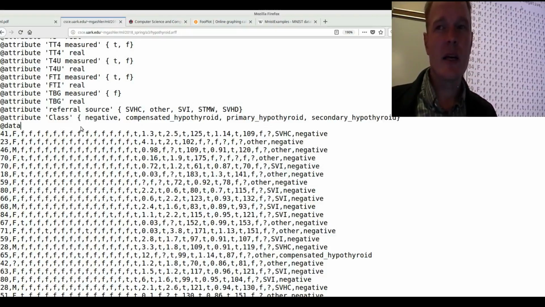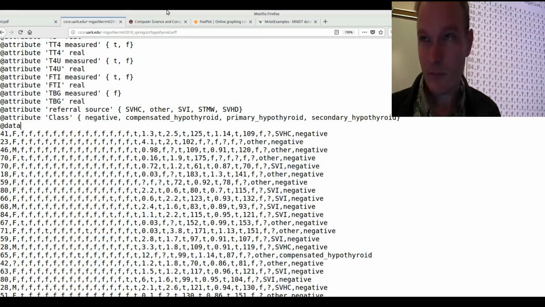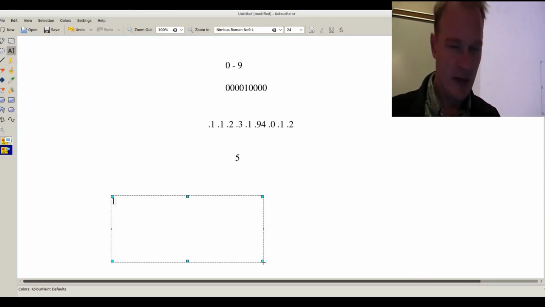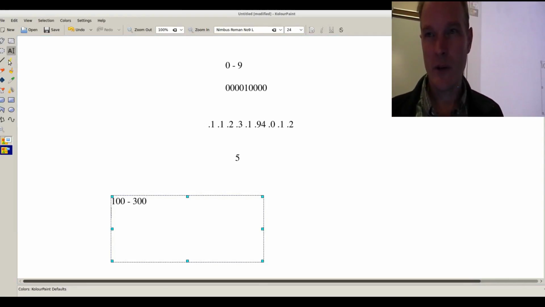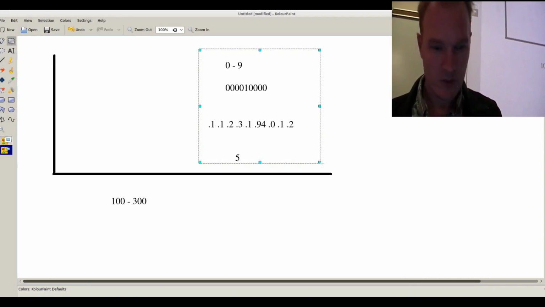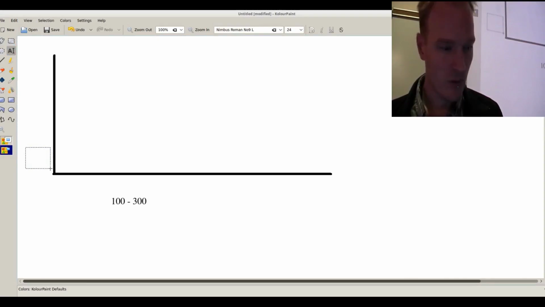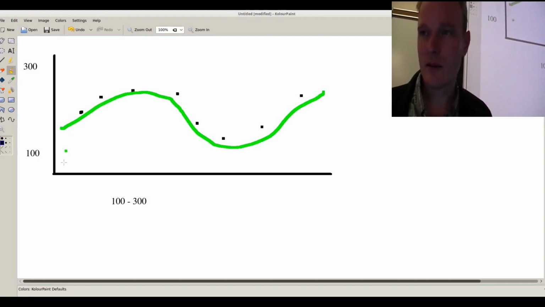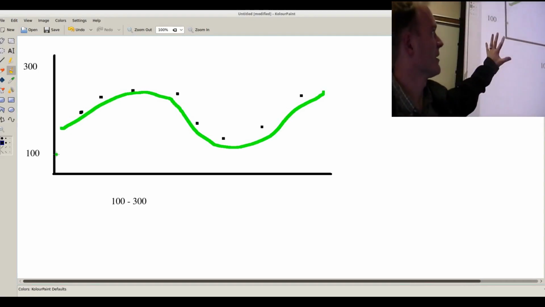If you were doing a regression problem, you can imagine that your values range from, say, 100 to 300. So in that range, if this were 100 and this were 300, and your data looked like this, and your model looked like this, the bias on that model is obviously off. It should go up a little bit.